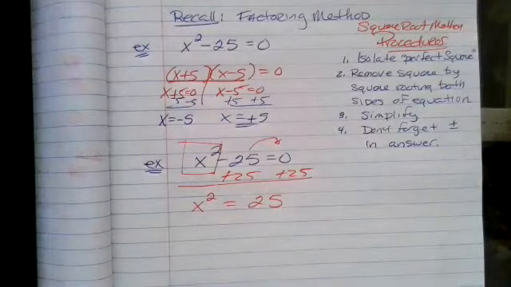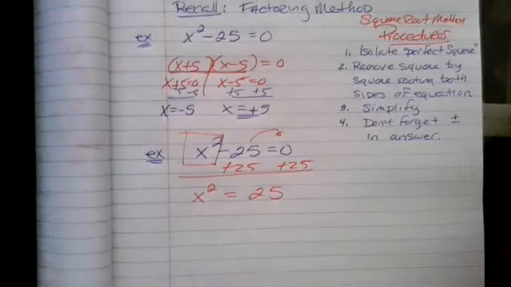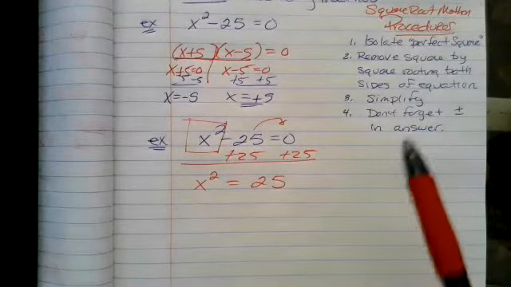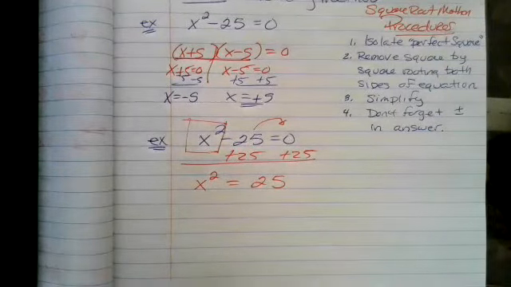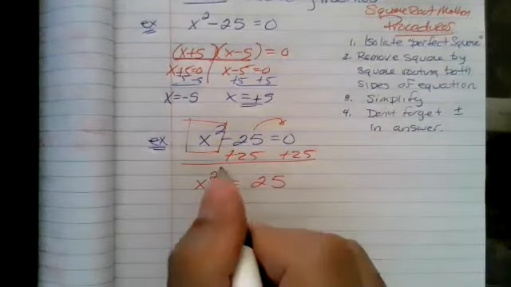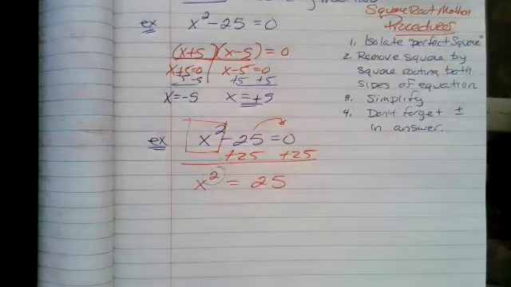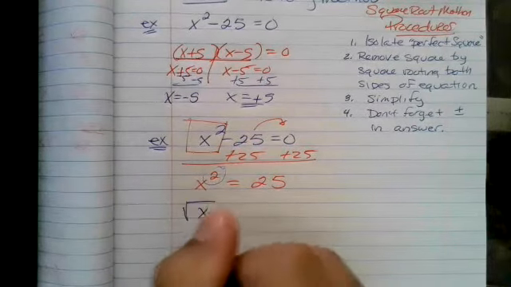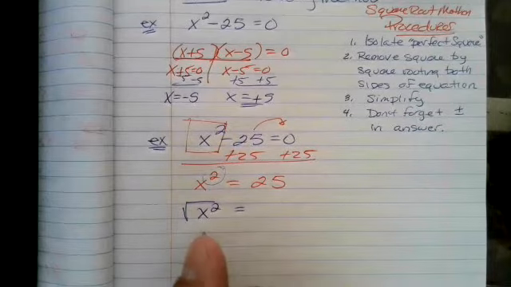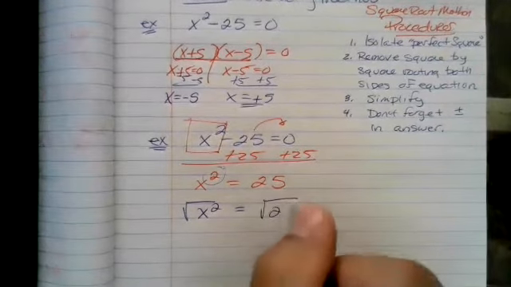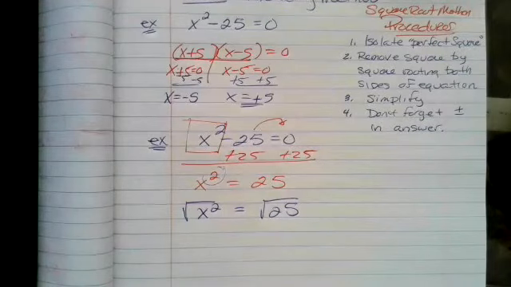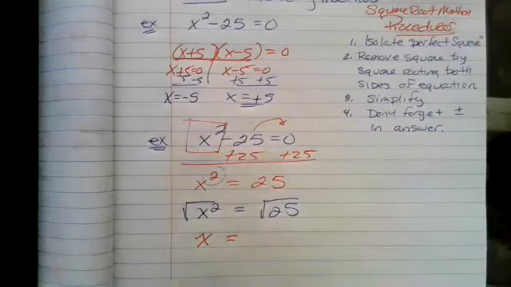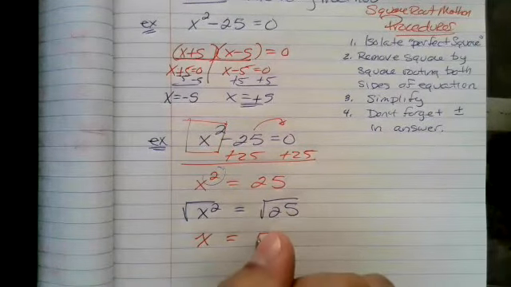procedure. So once I isolate the perfect square variable, I'm going to take the square root. I want to remove this square. So I want to do the inverse operation. The opposite of squaring is square rooting. So I want to take the square root of x squared. Whatever I do to the left side of the equation, I have to do to the right side of the equation. So I have the square root of x squared, which is just x, and the square root of 25, which is just 5.